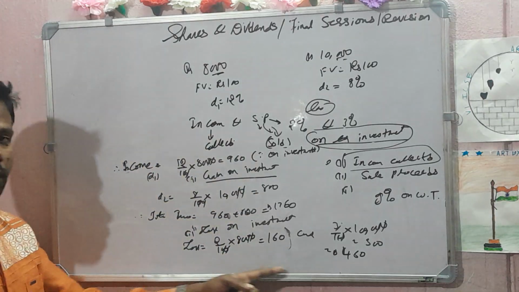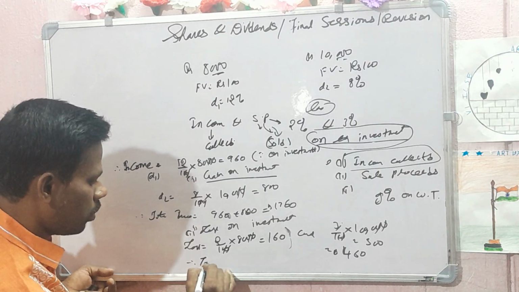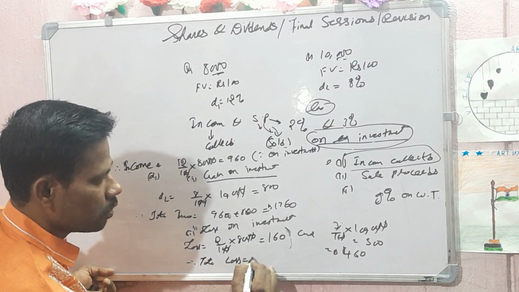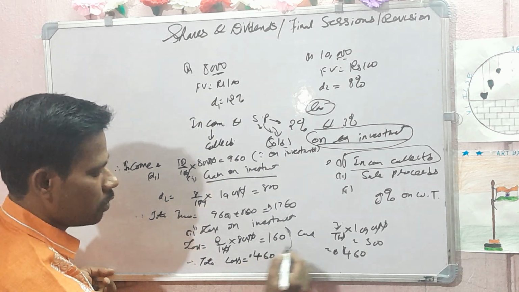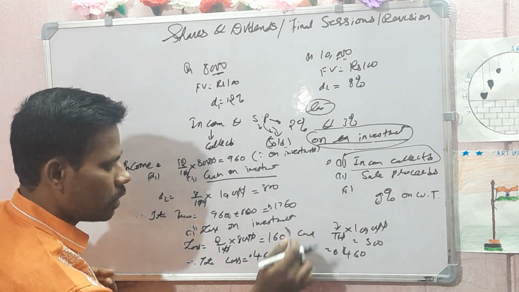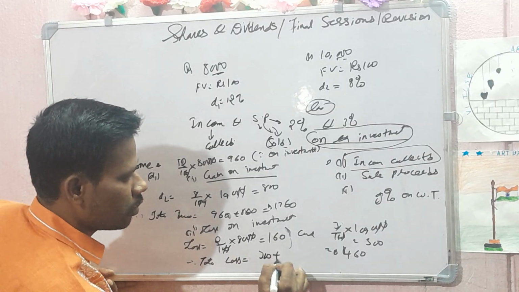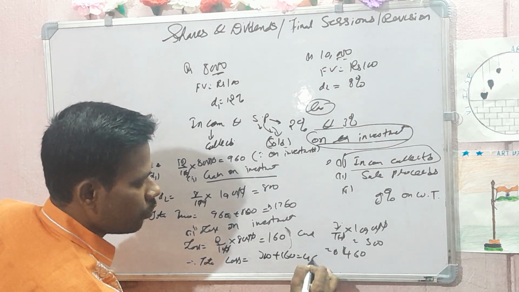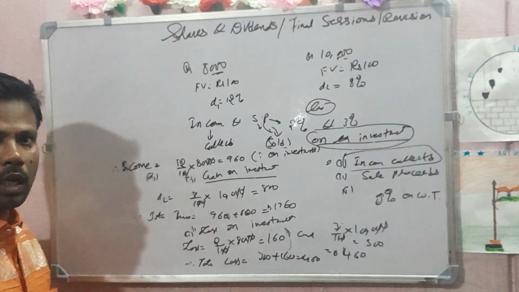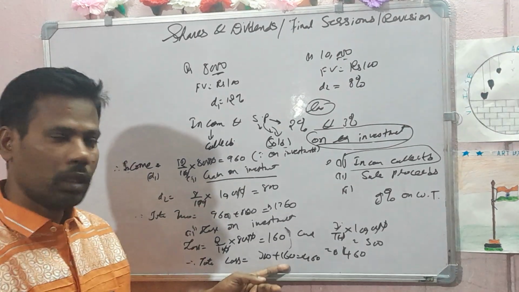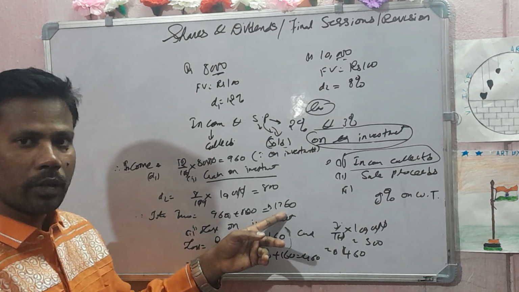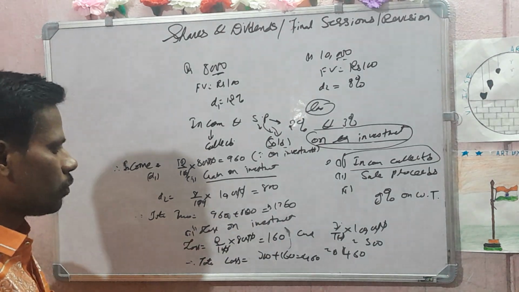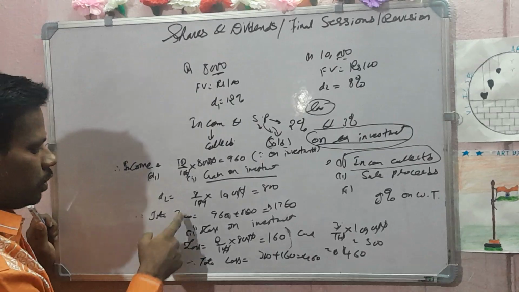So total loss is this much. Therefore, total loss is 460. 300 plus 160 is 460. So total loss is 460. So total gain is how much? 1760. Right? Now here you can see from this.